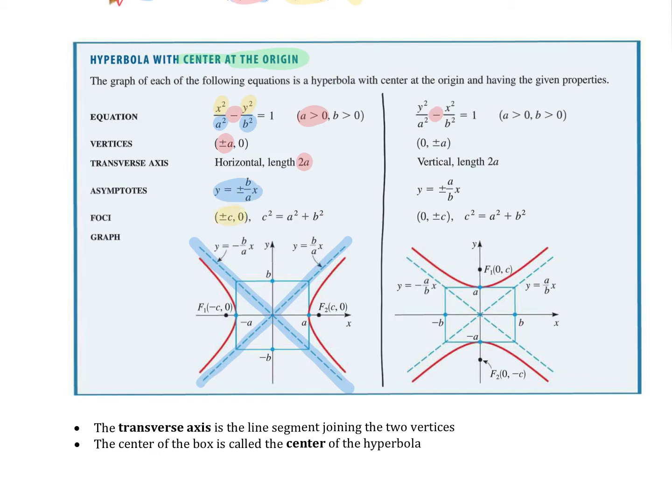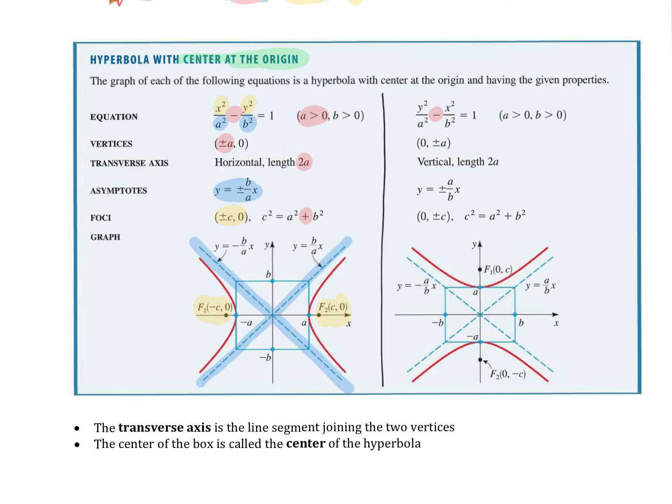And then we have our foci, which come from the c value. It's very similar to how we found the c value with the ellipse. The main difference this time is the sign. Why is it a plus? Well, the foci are actually farther out than the vertices. So the foci right here are on the outside. And those are the basic features of our hyperbola.